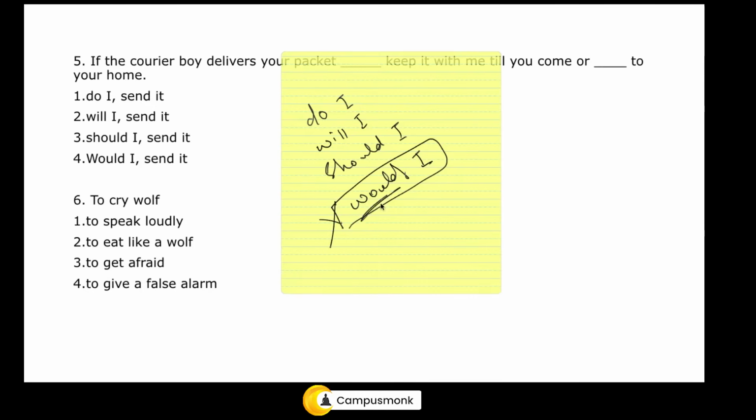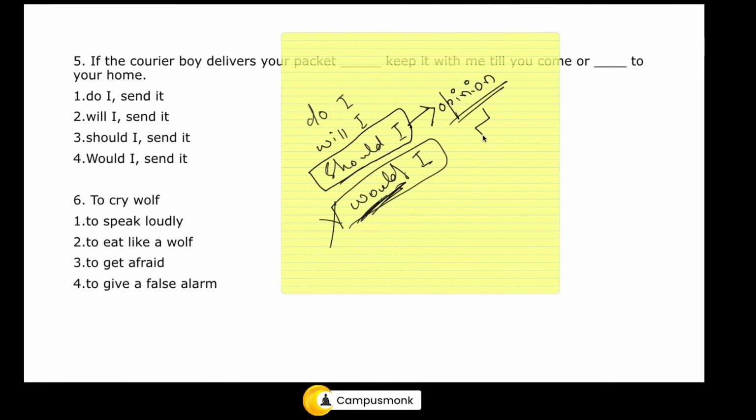Why? Because this is past. Would you have done this, the situation would have been different. This is past, so it can't be would I, because I have to do it from now. The exact time is now, when I have the packet in hand, whether I am going to send it to you or keep it with myself.